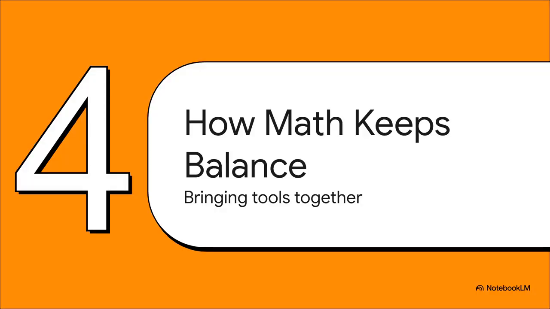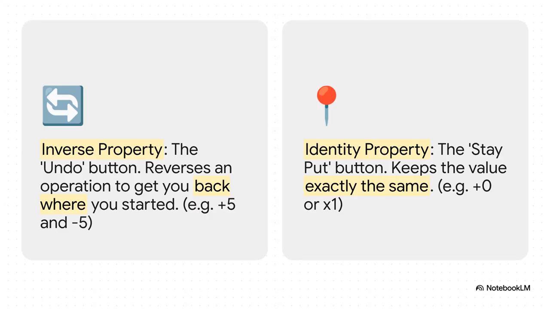So now we've got these 2 really powerful tools. One for undoing what we've done, and one for staying the same. And when you put them together, they build a mathematical system that is just perfectly balanced and totally predictable. It really just boils down to this. The inverse property is our undo button, getting us right back to the start. The identity property is our stay put button, making sure a value doesn't change. So one restores and the other preserves, and together they create the stability that makes all of math work.